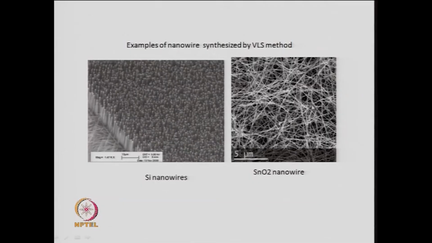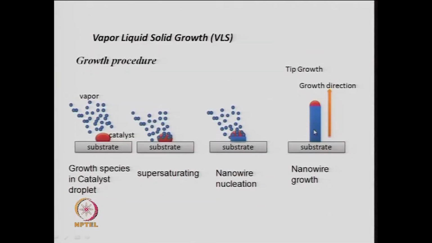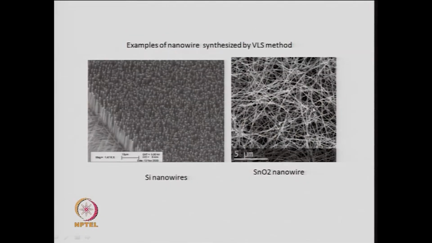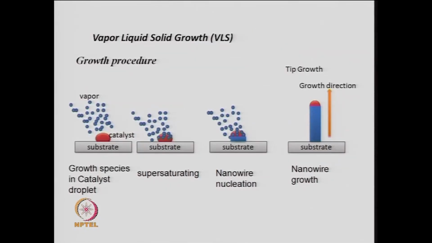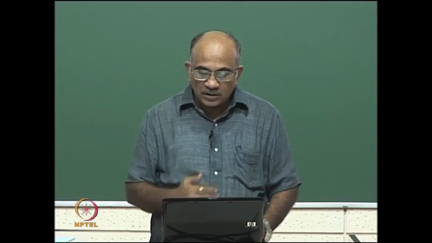If you have a smaller droplet, the nanowire will have a smaller diameter, and the growth is along this particular direction. This kind of growth is called the tip growth. That means the catalyst is at the tip and the material which is to be grown is below the tip. Now, other than the tip growth, as we discussed in the growth of carbon nanotubes, you can also have what is called the root growth. That means the growth is at the bottom, that means the catalyst is at the bottom. So, there are two types of growth.